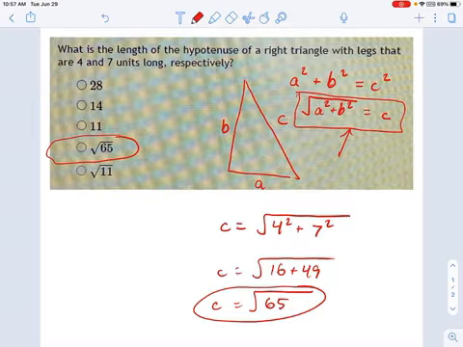Now, you can see where some of these other answers might have come from. 4 times 7, that's 28. That would be the area of a rectangle. That is not what we want. 4 plus 7, that's 11. That's not what we want. 4 times 7 times 1/2, that's the area of a triangle. That's 14, also not what we want.